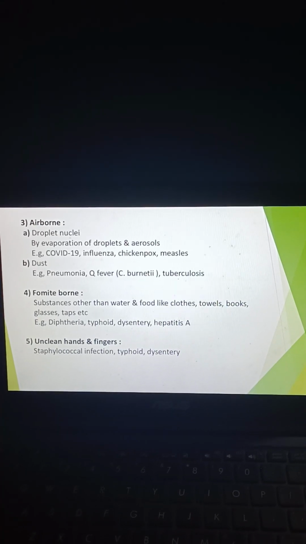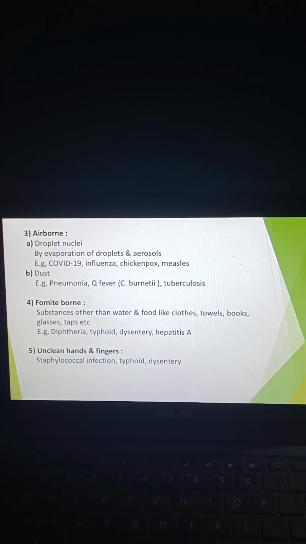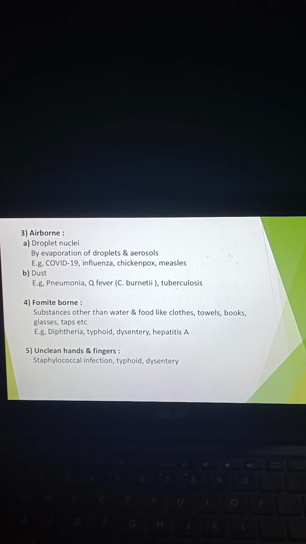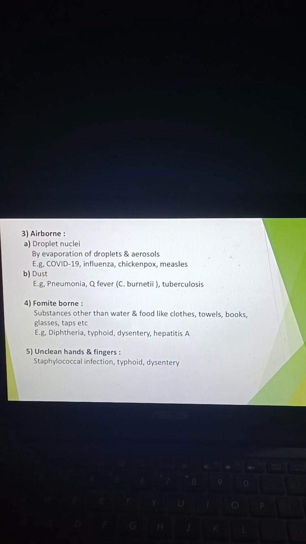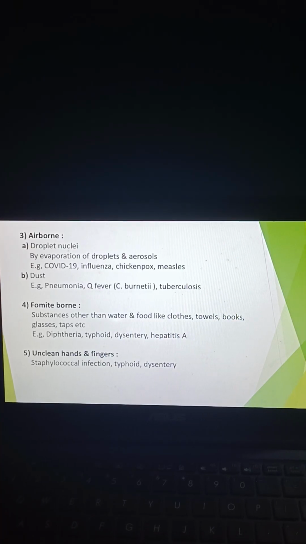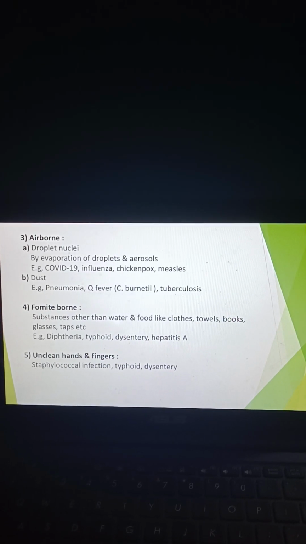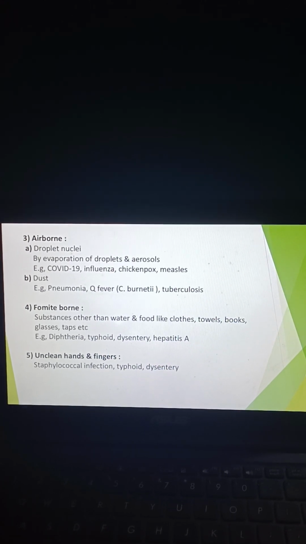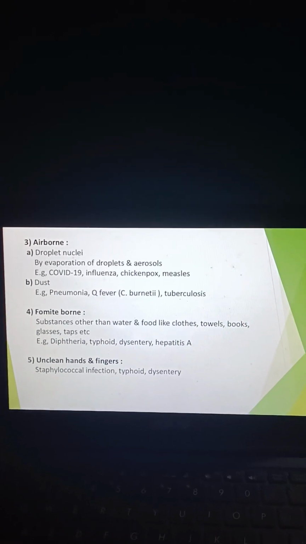Then airborne: droplet nuclei by evaporation of droplets, and aerosols, for example COVID-19, influenza, chickenpox, measles. And dust transmission, for example pneumonia, Q fever, C. burnetii, and tuberculosis. Then fomite-borne, that is substances other than water and food like clothes, towels, books, glasses, taps, etc. For example diphtheria, typhoid, dysentery, hepatitis A. These are fomite-borne transmission. Then unclean hands and fingers: staphylococcal infection, typhoid, dysentery. These are transmitted through unclean hands and fingers.